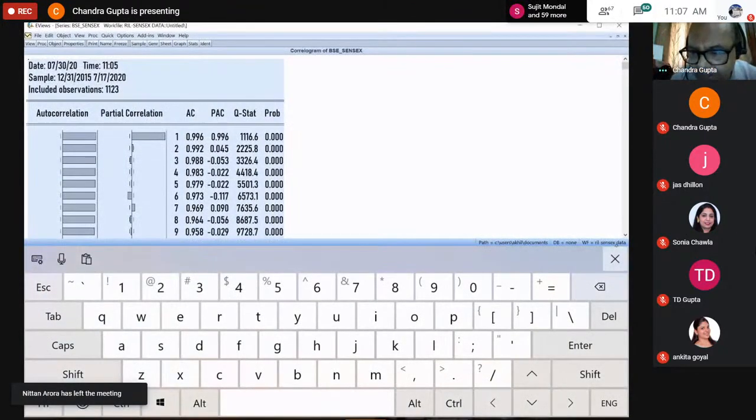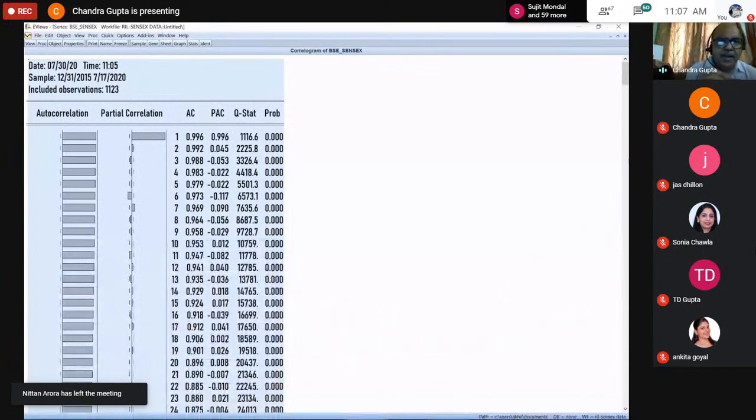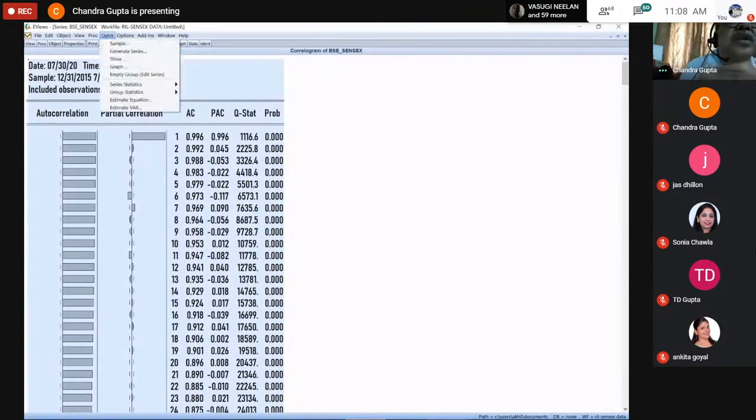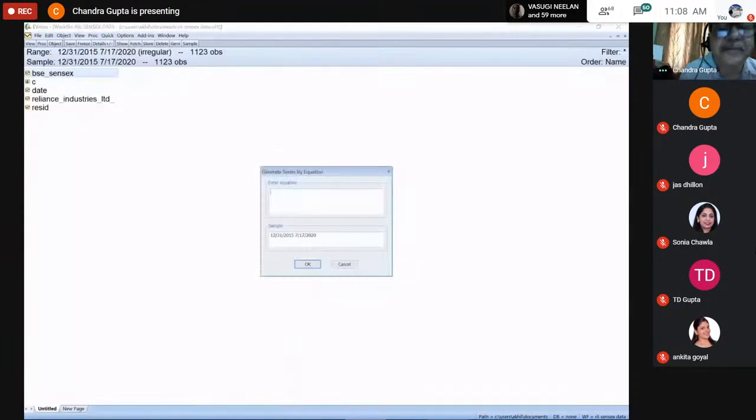So friends, if I want to calculate return, how do we do it? For that, go to Quick at the top, select Generate Series, and we are going to generate a series of return.